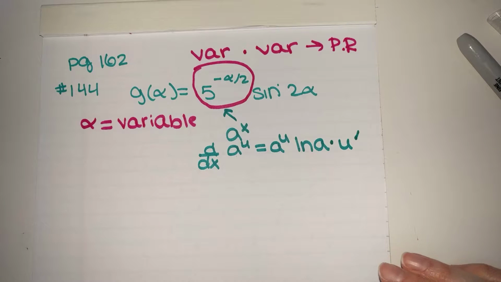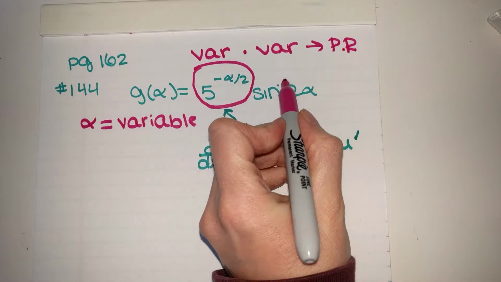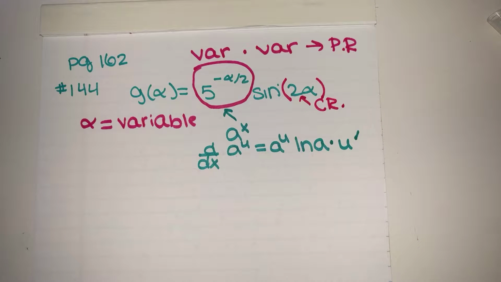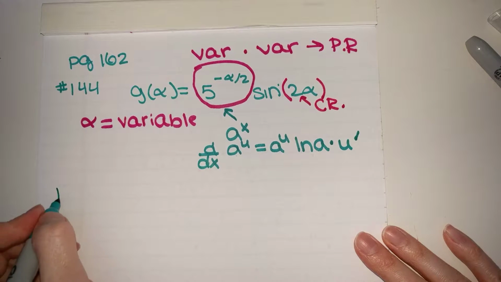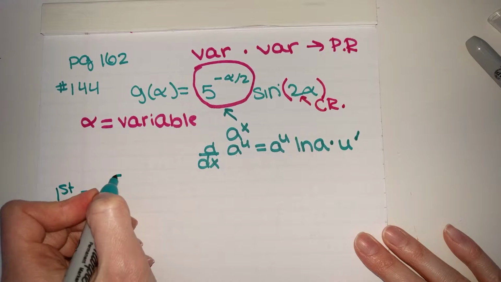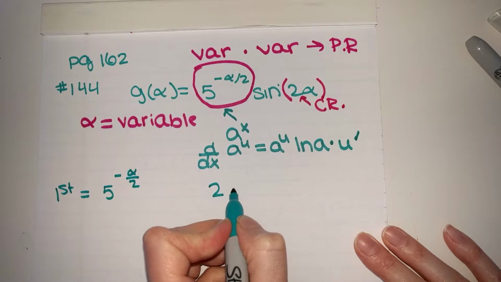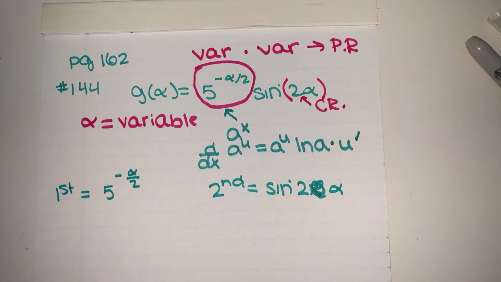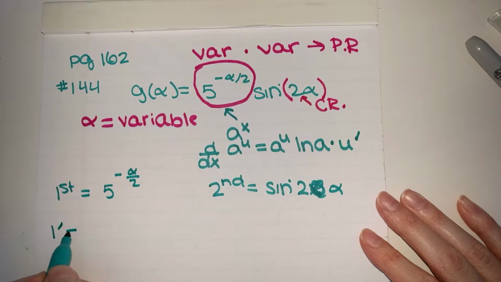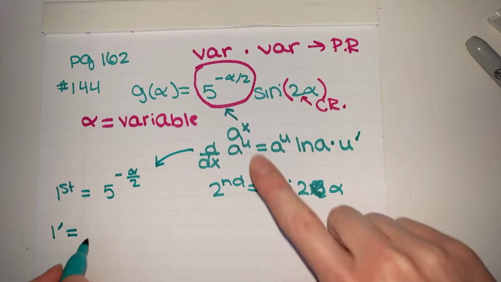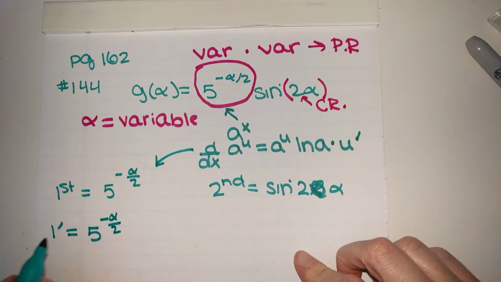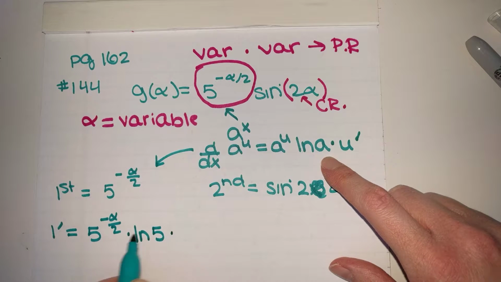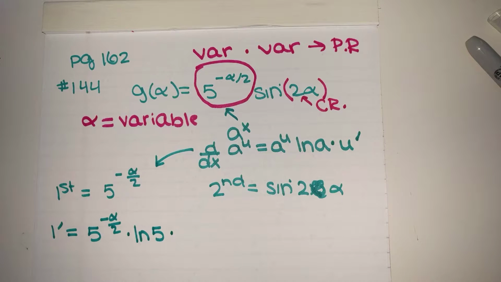The other thing to notice is that because it is 2 alpha and not just alpha, this will require a chain rule and we'll have to multiply by the derivative of the inside. So writing this all up, our first function is 5 to the negative alpha over 2. Second function is equal to sine of 2 alpha. So my first function's derivative, again, I am using this a to the u rule. I will have the 5 to the negative alpha over 2 times the natural log of the base, which is 5, times the derivative of negative alpha over 2.